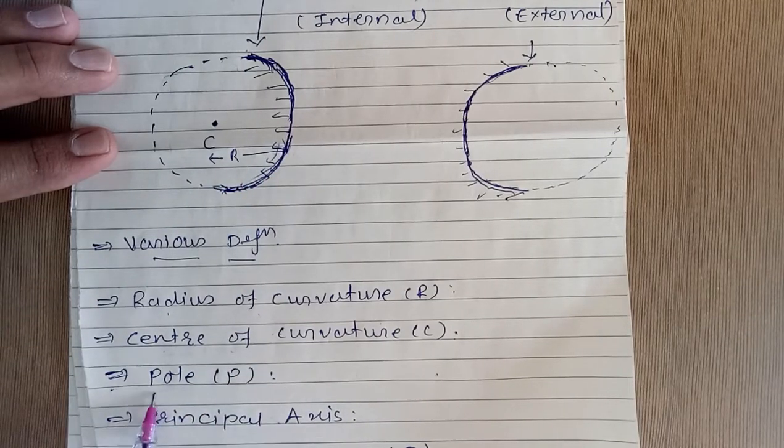Now our third definition, pole. The pole is the center of the reflecting surface of a mirror.